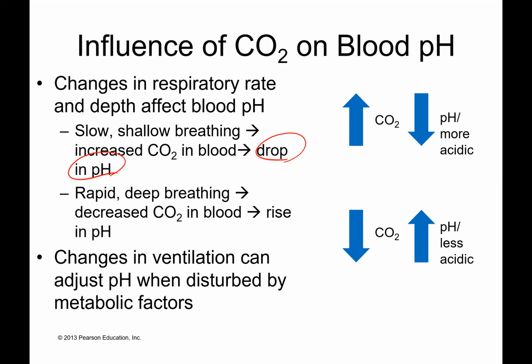Then your body will compensate by starting to breathe more rapidly. So if you increase in CO2, your body's like, uh-oh, if we keep going in this route, we're going to become more acidic. No problem. I'll just increase the rate of my breathing to get rid of more CO2. And as a result, more oxygen will come in.